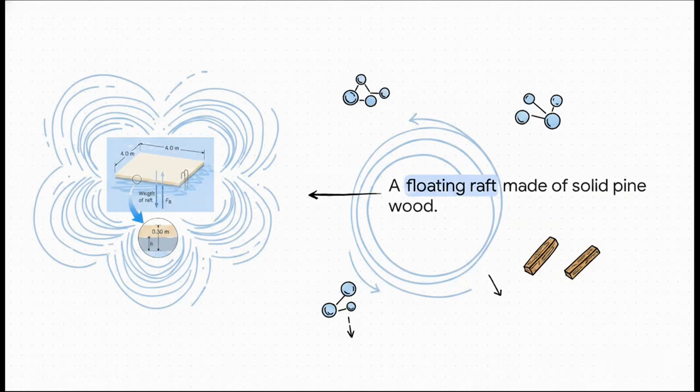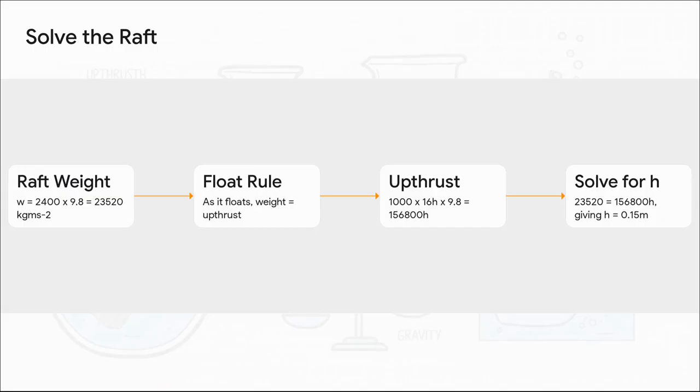Let's synthesize all of this together with one more real-world example. A square pine raft floating in a swimming pool. Our puzzle here is to figure out exactly how much of this raft, which we'll represent with a tiny height h, is actually sitting beneath the surface of the water. Because the raft is floating perfectly, we know for a fact that its downward weight must be exactly equal to the upward upthrust of the water. They cancel each other out.